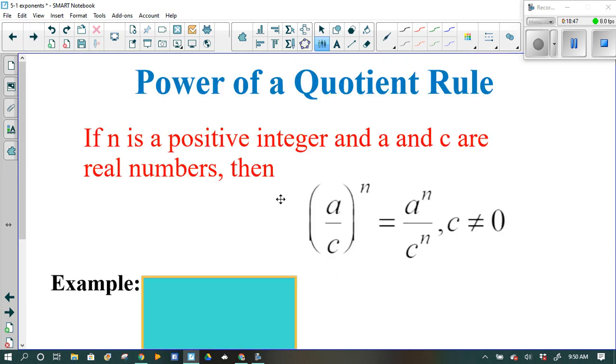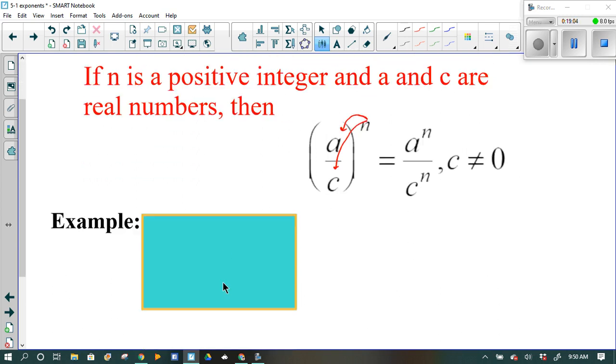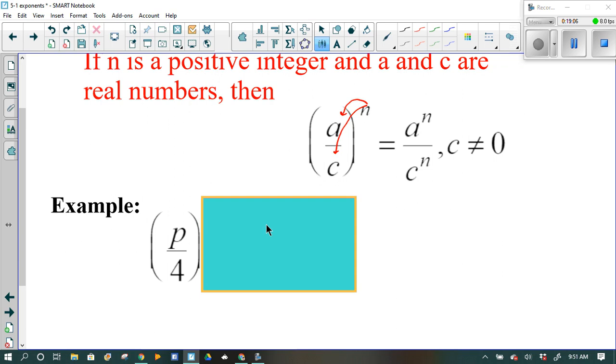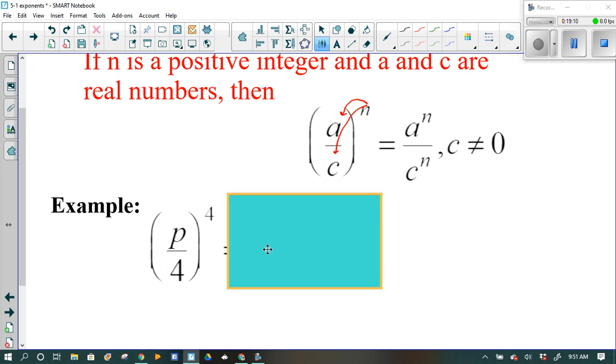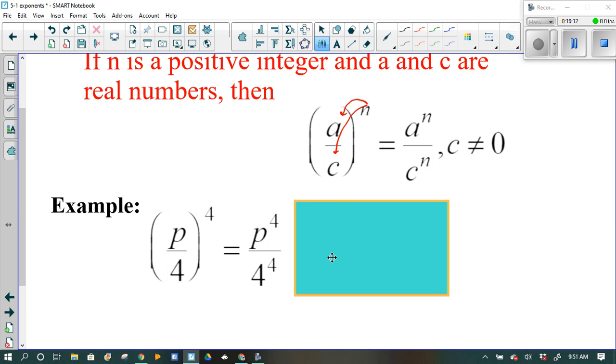All right, so what happens with the power of a quotient? Now if I have a division problem raised to a power, you're still going to distribute that exponent to both pieces. So it's going to be a to the n over c to the n. C cannot be 0 because you cannot have 0 in the bottom. So an example of what that would look like is if I had p over 4 to the 4th power, then that would be p to the 4 over 4 to the 4, because you would need to distribute that 4 to both pieces.